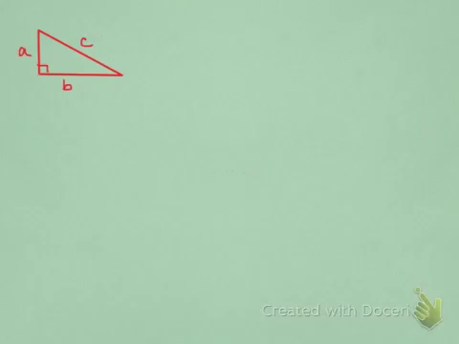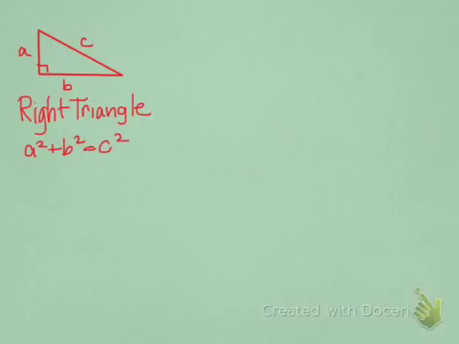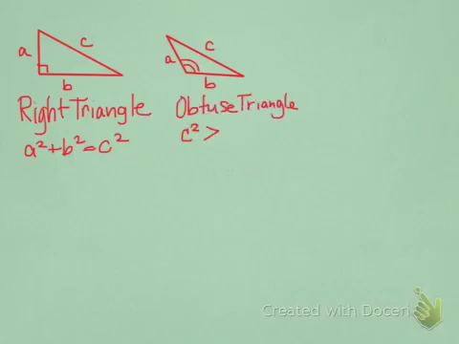Okay, so we're going to look at three different triangles. The first triangle we're going to look at is the right triangle. So in all three of these examples, A and B measure the same. So A will always be the same length, and B will always be the same length for all three of these triangles. So in a right triangle, you can see that A squared plus B squared equals C squared by the Pythagorean theorem. In our second triangle, we have what's called an obtuse triangle.